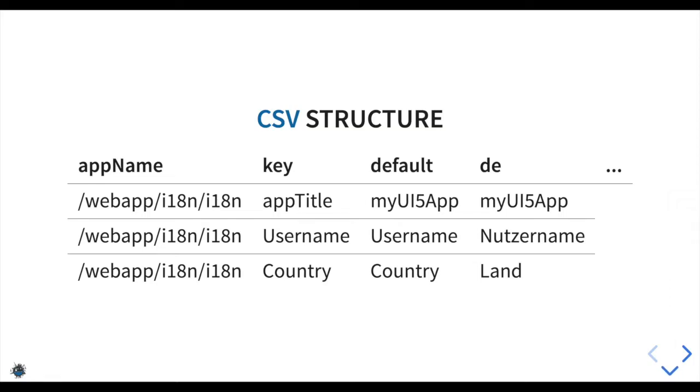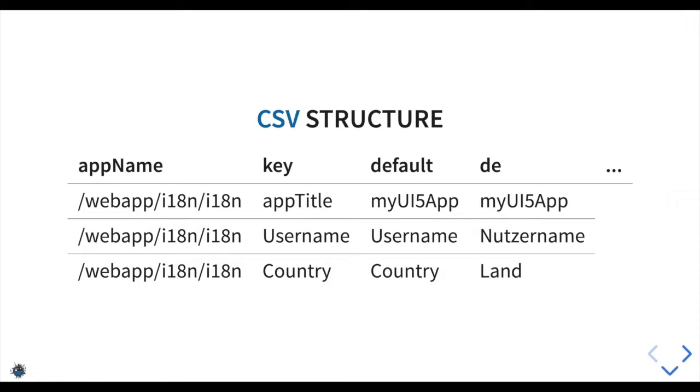As we can see, we have the app name. This holds the path to the directory the i18n.properties file came from. Next to it, you see the key, for example, the username. The default translation for this key is username, the English version. Now, we also extended it with the German language and the translation for username.